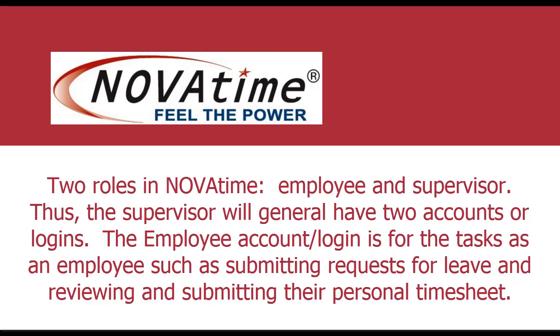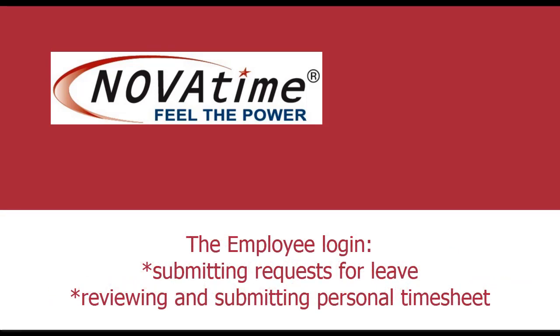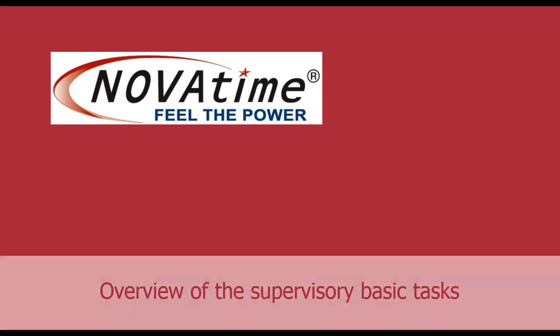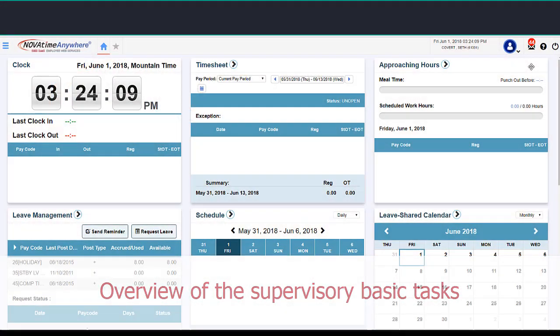Thus, the supervisor will generally have two accounts or logins. The employee account or login is for tasks that an employee has, such as submitting requests for leave and reviewing and submitting their own personal timesheet. The other login is for supervisory tasks such as approving employee leave requests, reviewing and approving subordinate employees' timesheets. You may have two separate logins for each account depending upon your organization's configuration. This video provides an overview of the supervisory tasks commonly performed.